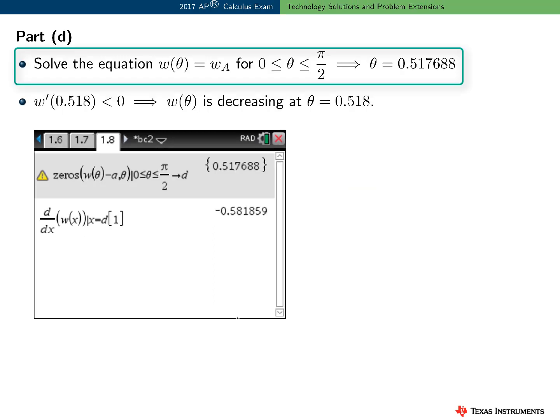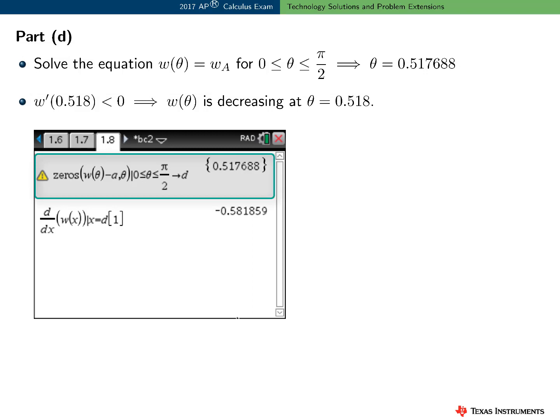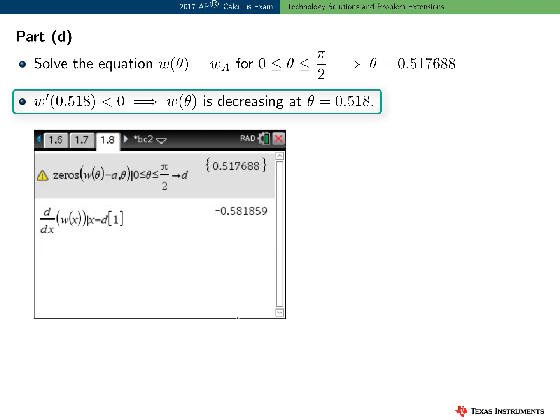In part D, I need to solve the equation w of theta is equal to the average value found in part C. I used technology to solve this equation, and I stored this value in the variable, or really a list of length 1, named d. And then I found the derivative of w at the first and only value in this list, d sub 1, or really the first entry in the list d. Since this derivative is less than 0, w of theta is decreasing at theta equal 0.518.